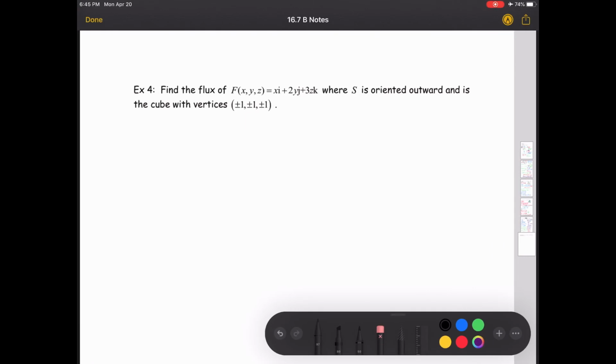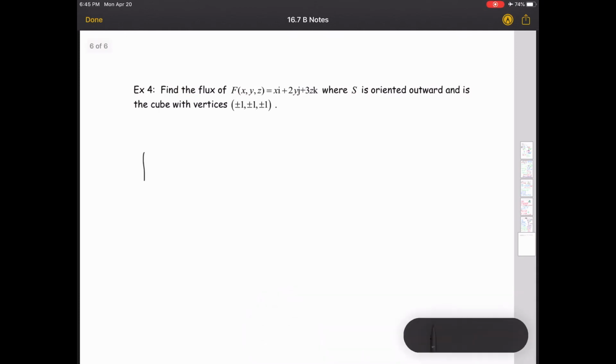Okay, last example, number 4. Not an extremely difficult example, just a little bit lengthy. It says that we want to find the flux of f of x, y, z given by x i plus 2y j plus 3z k, where s is oriented outward and it's the cube with vertices at positive and negative 1 for x, y, and z. So basically we've got a cube and we want an outward orientation, which means we have 6 total surfaces that we're going to have to deal with.